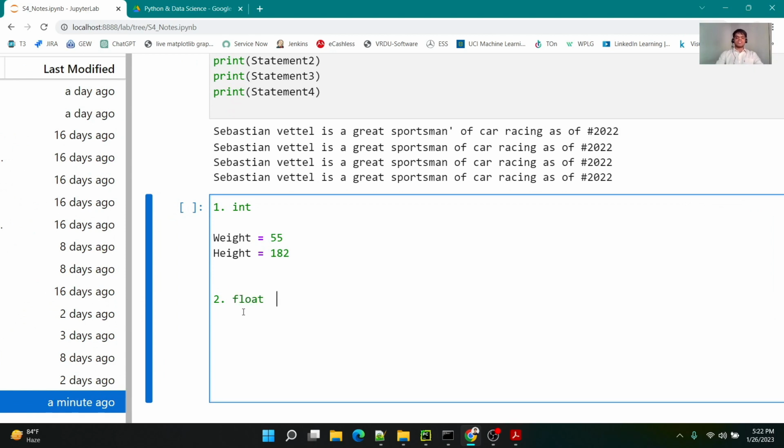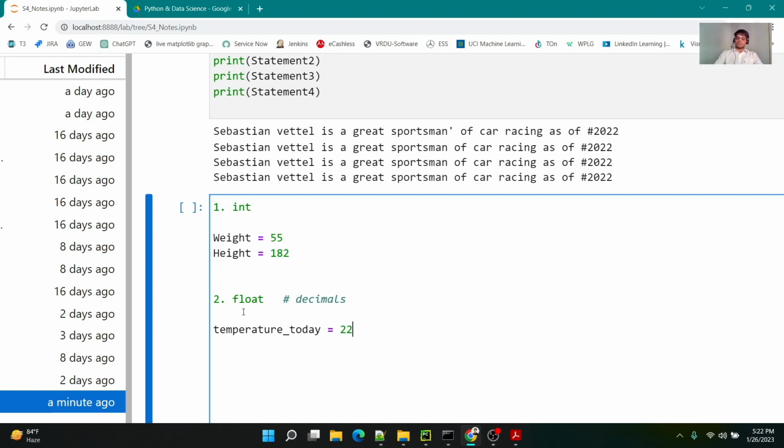The second category of data that we have learned is float. This is nothing but the decimals which we deal with in our daily life. Something like temperature today. Here I'm going to store 22.5. So this is always decimals. If I write, again, maybe I want to write weight again, I can write 50.2. This is the weight here.